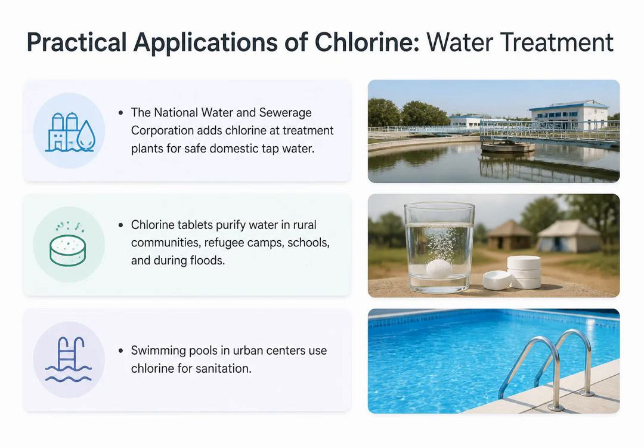Moving right into the practical applications of halogens, let's look at how chlorine is heavily utilized in water treatment. Large-scale municipal systems, like the National Water and Sewerage Corporation, add chlorine at treatment plants to ensure the tap water circulating to homes is safe and free of pathogens. In areas without piped infrastructure, such as rural communities or refugee camps, portable chlorine tablets are a lifesaver for purifying water drawn from rivers or wells. Additionally, recreational facilities rely on chlorine to maintain sanitary conditions in swimming pools.